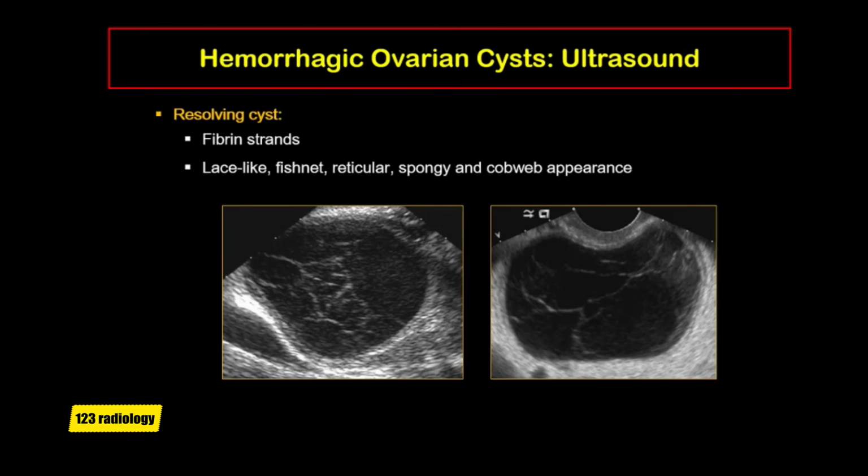In contrast, the word septation should be avoided, since it implies thicker, often vascularized, linear echoes that typically traverse the entire cyst and are associated with a neoplasm.